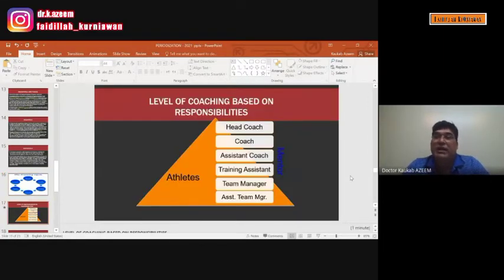Very interestingly, level of coaching based on responsibilities. We have head coach, coach, assistant coach, training assistant, team manager, assistant team manager. Then they have their own responsibilities. The head coach will give all the responsibilities and then they will guide the athletes.